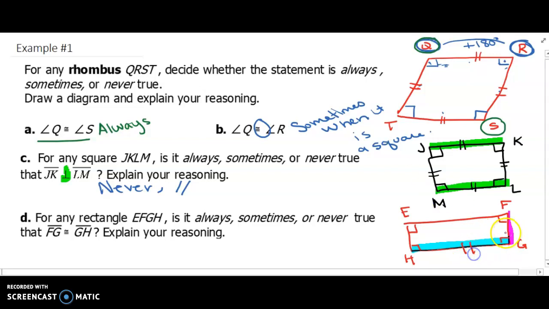Okay, if this is congruent to this, we know this is a parallelogram because opposite angles are congruent, both pairs. So EF would have to be congruent to GH, and EH would have to be congruent to FH. So this would be sometimes, and the only time it would be is when this is a square. And remember, a square is a rectangle, but a rectangle is not always a square.